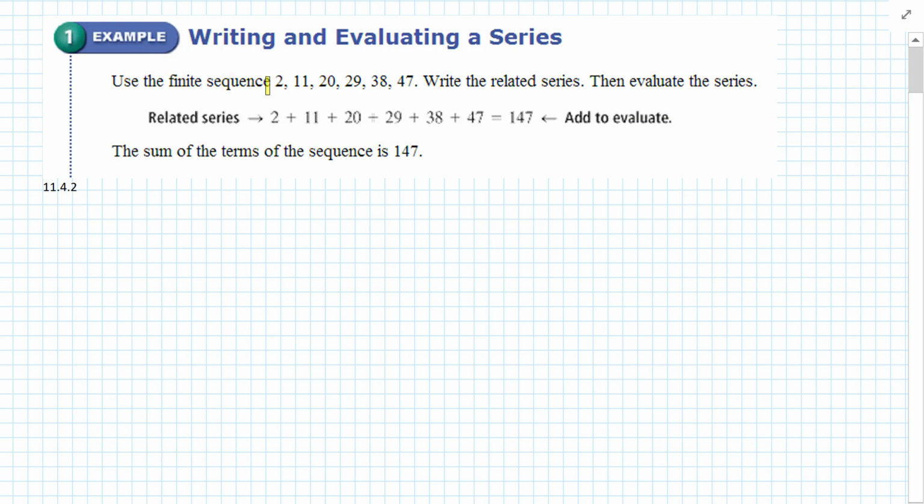Use the finite sequence 2, 11, 20, 29, 38, and 47 to write the related series, and then evaluate it. Evaluate means just solve it. The related series is the exact same numbers; you just put plus signs in between them and set it equal. You add the sequence, so the sum of the terms of this sequence is 147.